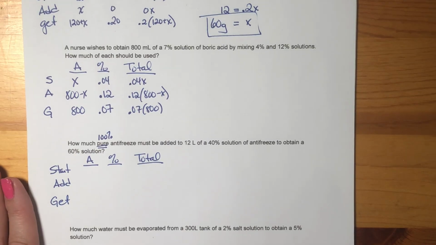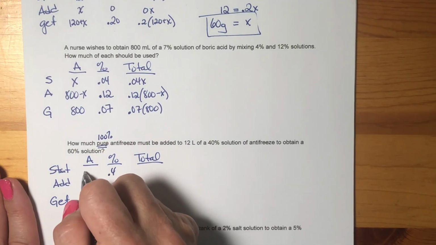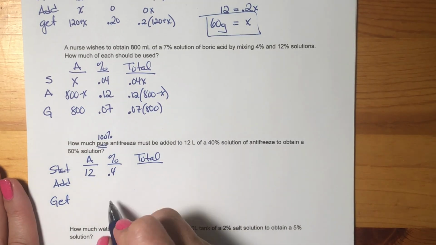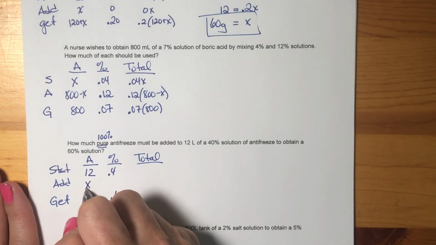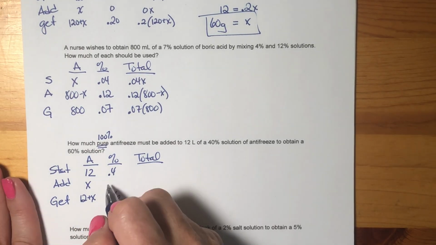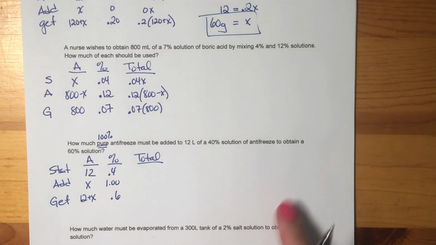Must be added to 12 milliliters of a 40%, okay, so 0.4 and 12, solution of antifreeze to obtain a 60% solution. Okay, so we don't know how much we're adding. So this will be 12 plus x. And pure antifreeze, that's 100%. Okay. I'm going to leave you to set up the rest of the problem there.